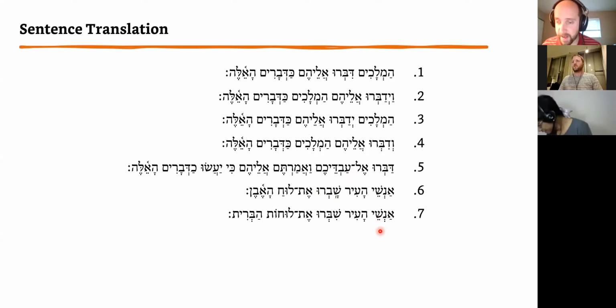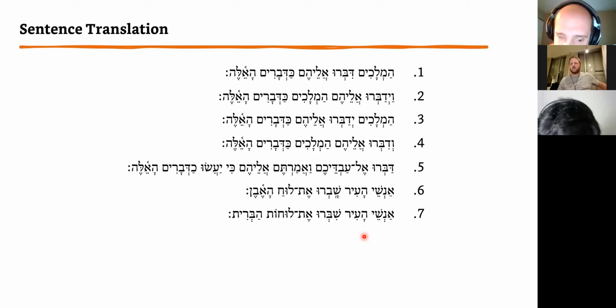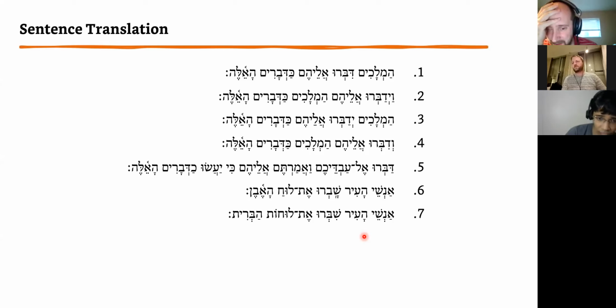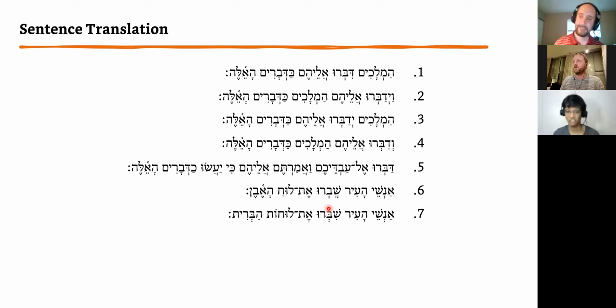Number 7. Anshe ha'ir shibru et luchot habrit. So the men of the city, well, I'll do this the old-fashioned way. The men of the city shattered the boards of the covenant, or the tablets of the covenant. Exactly. So we've got shavru and shibru. So shibru is an intensified form of this.